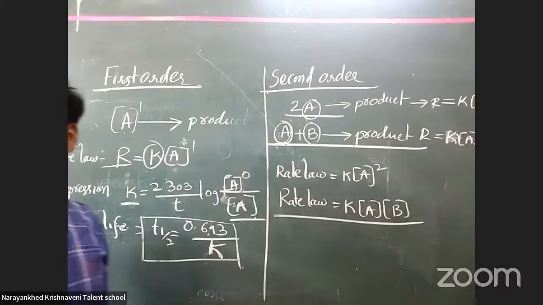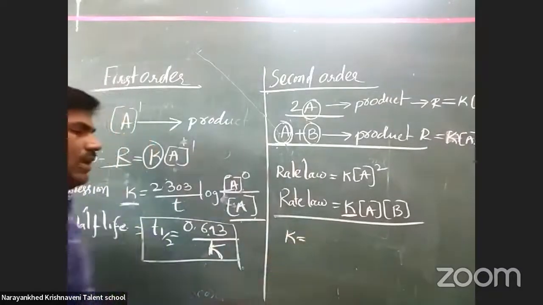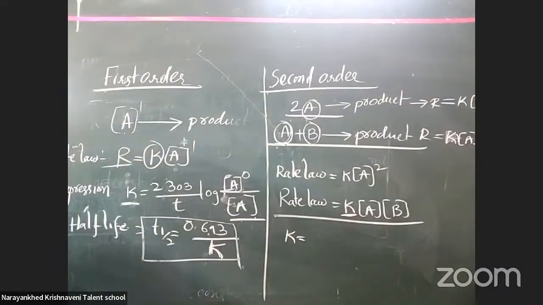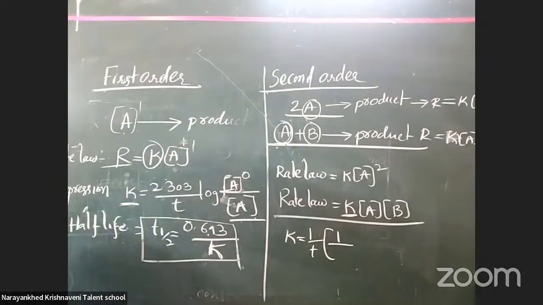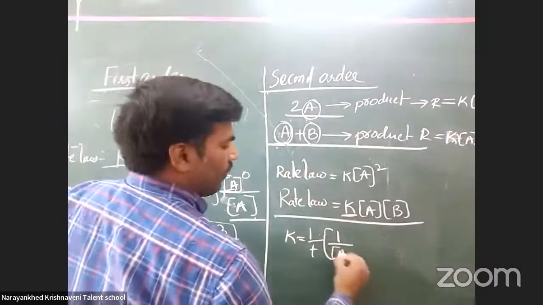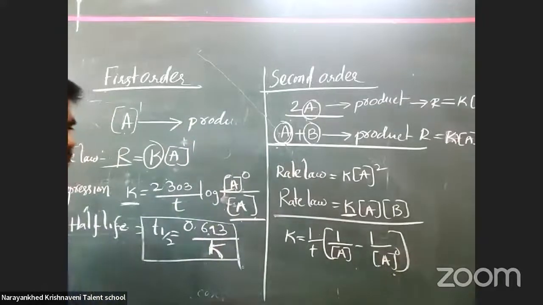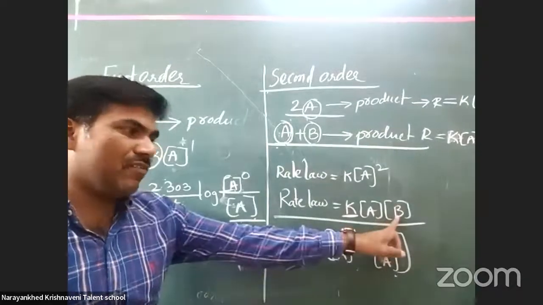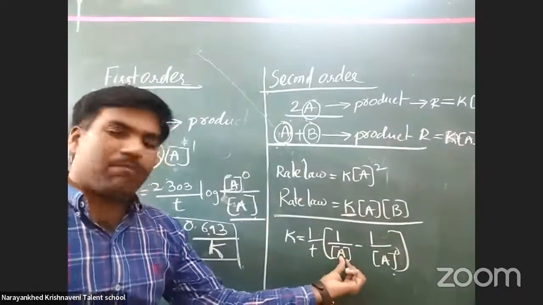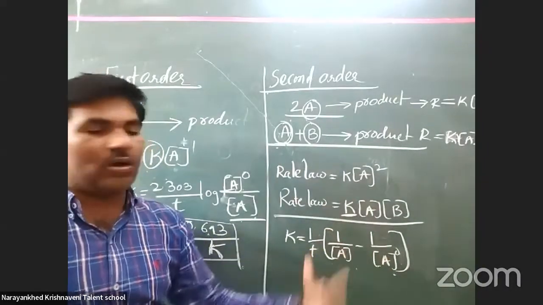In this way we consider the rate law, and whatever constant K is there, it is a function of time. It is also written as 1 by T into 1 by the concentration of A minus the concentration of A naught. Clear or not? Suppose B is also there, then you have to substitute B here also, and afterwards you add it. If only A is there, you have to take it like that.